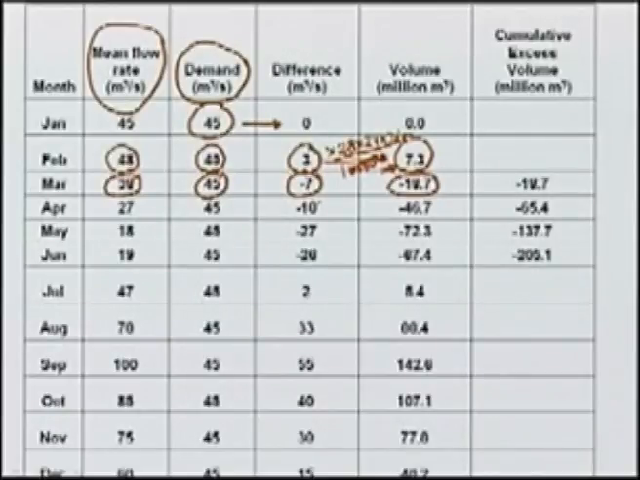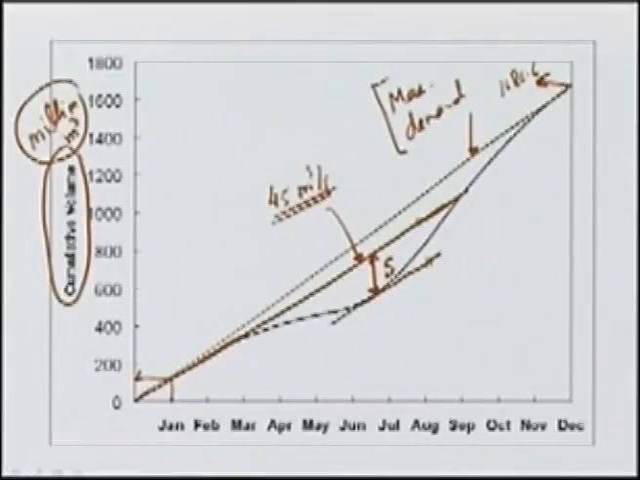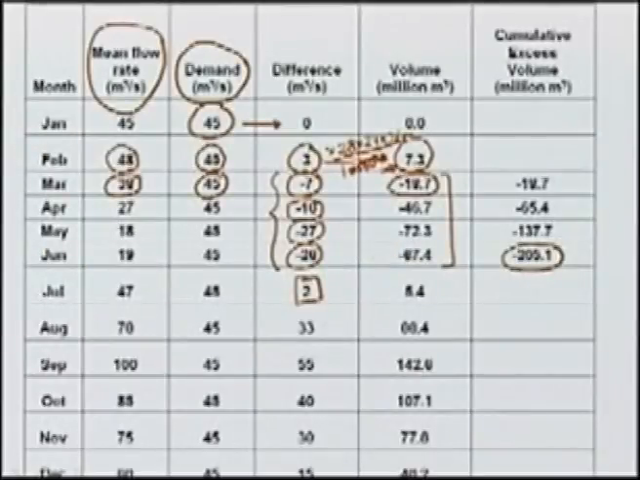In the next month again we have a deficit, and so on till we reach July, in which case again we get a surplus. So, these four deficit months, they are the critical months for the storage capacity, and our storage should be sufficient to take care of these deficit values. And if we add all these volumes, we get minus 205.1, which really corresponds to this. In graphical terms, this is storage. Numerically it would be equal to 205.1.